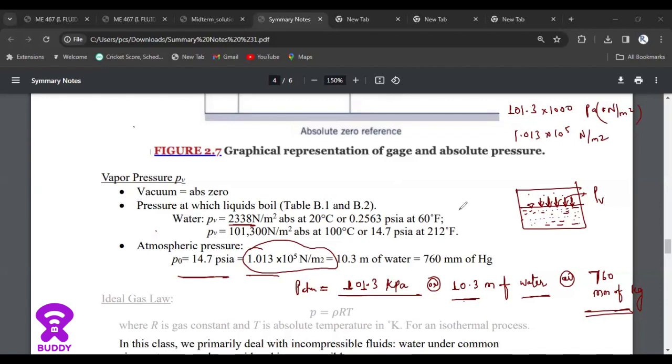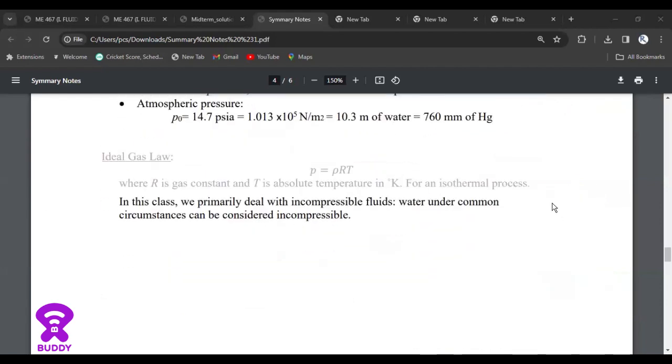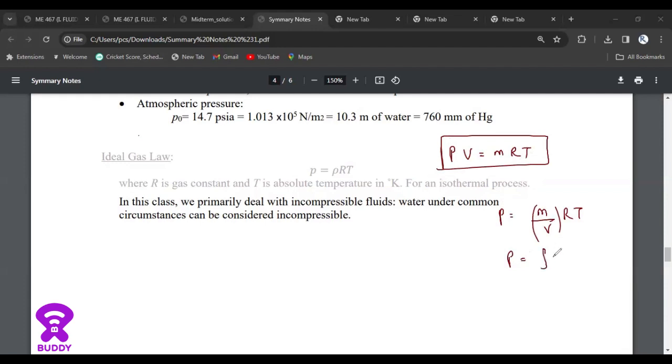Moving on to the next concept, ideal gas law. What is the ideal gas law? PV is equal to mRT. But if I write m by V, R into T, what is the m by V? Density, right? Yes. So P is equal to rho RT, where P is what?